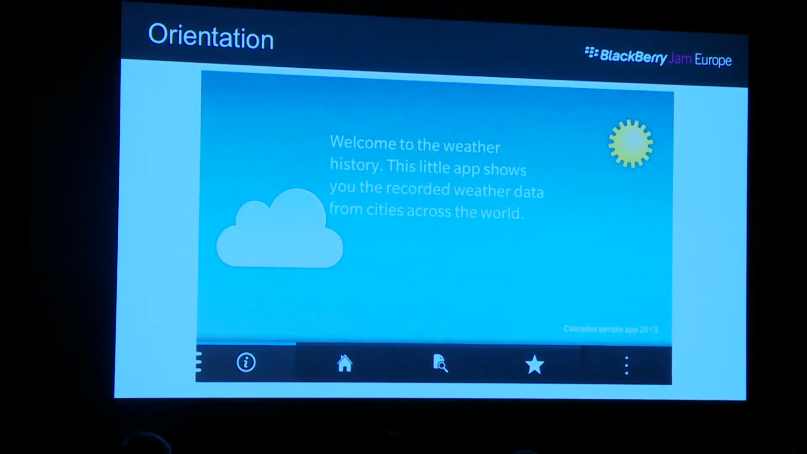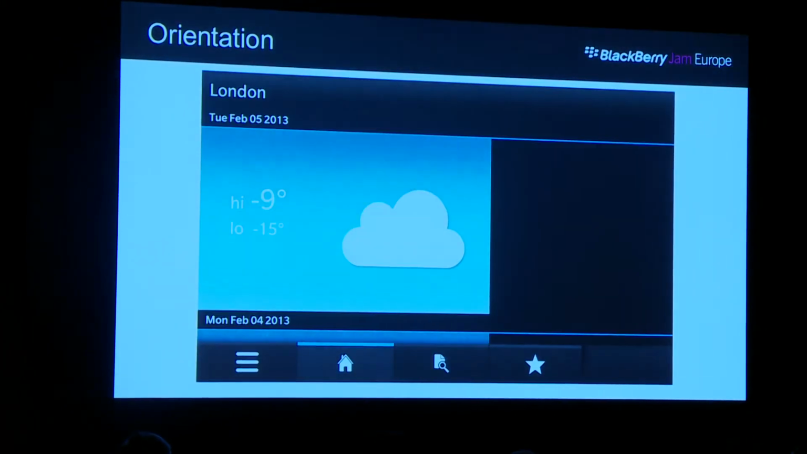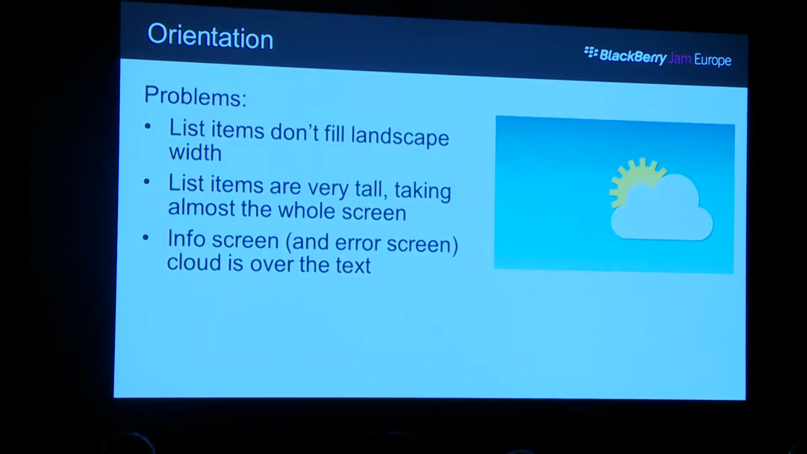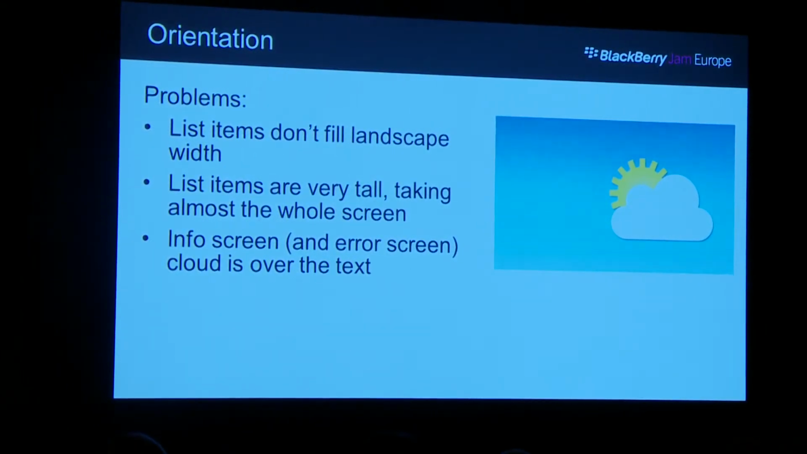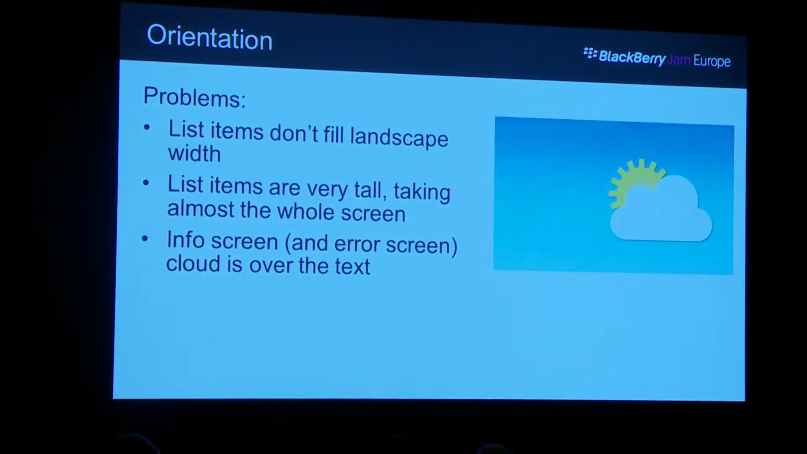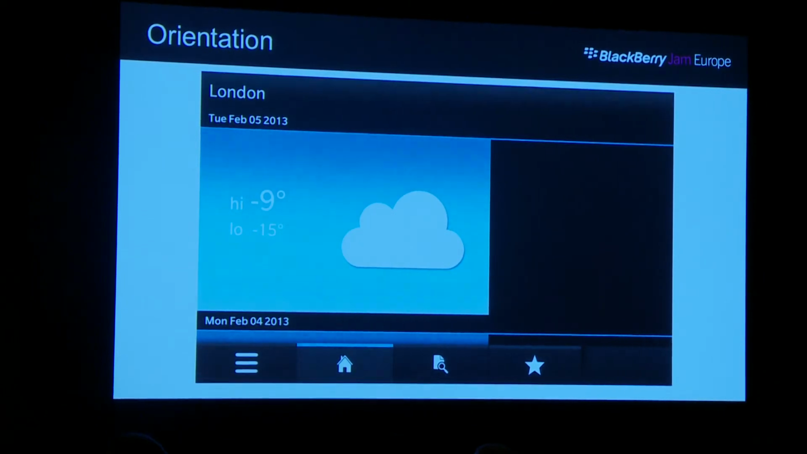So, problem screen, please. I put the screen caps there just in case the HDMI didn't work. Okay, so the orientation problems that we see here, obviously the list items don't fill the landscape width completely. The list items, I didn't mention this, but they're very tall. Can you go back a few screens? See, they're very tall. Like one item takes almost all the screen. It just makes no sense.